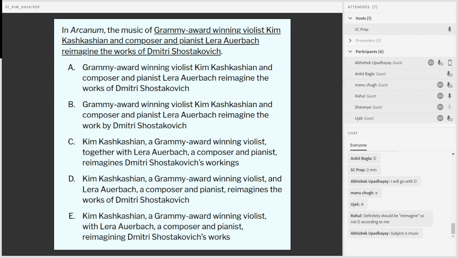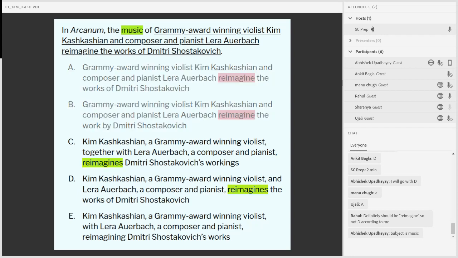I eliminated option A right away. So my question is, when you were solving the question, did you hyper focus on the 5 options, which means you paid attention to only the options, or did you pay attention to the non-underlined portion as well? I paid attention only to the options because the non-underlined part was too less. So that's risky. Remember, they can leave clues for us in the non-underlined portion. So over here, as you pointed out, the music of X and Y is doing something, right? So music is singular. Therefore, we should go with reimagines.